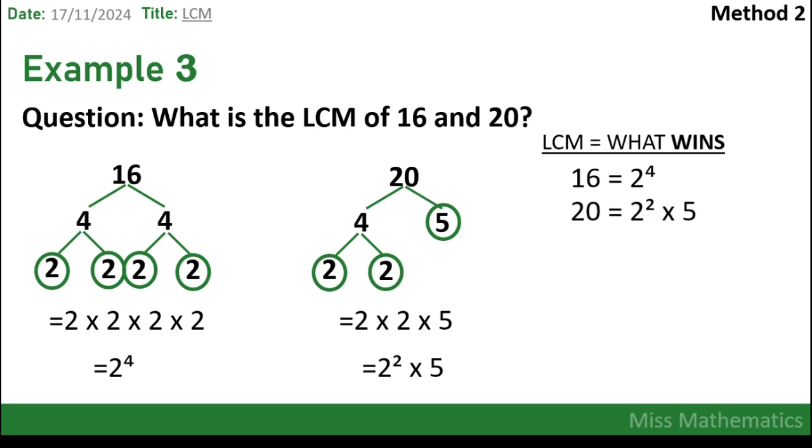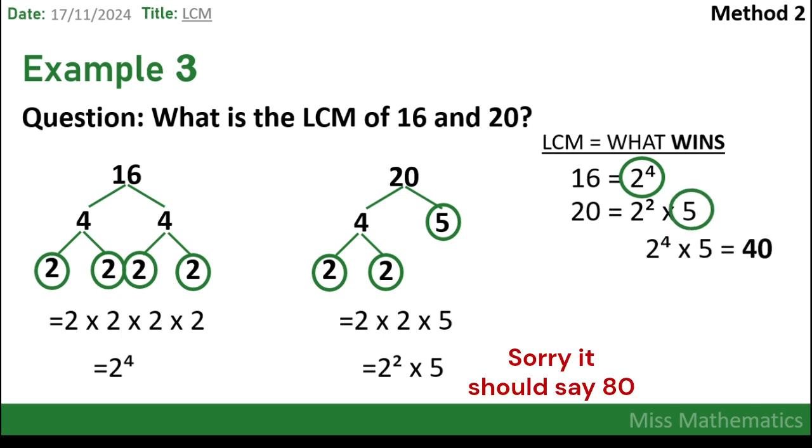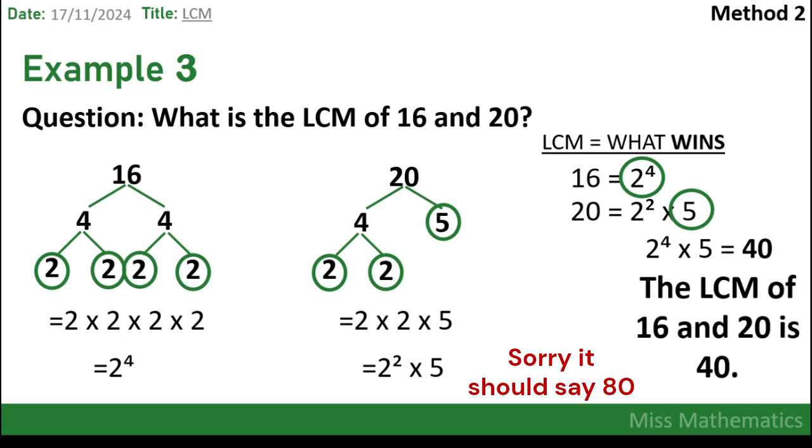Out of 2 to the power of 4 and 2 squared, 2 to the power of 4 wins because this is bigger, and 5 wins over nothing. So therefore, to find the lowest common multiple of 16 and 20, we do 2 to the power of 4 times 5, which is 16 times 5, and we get 80.